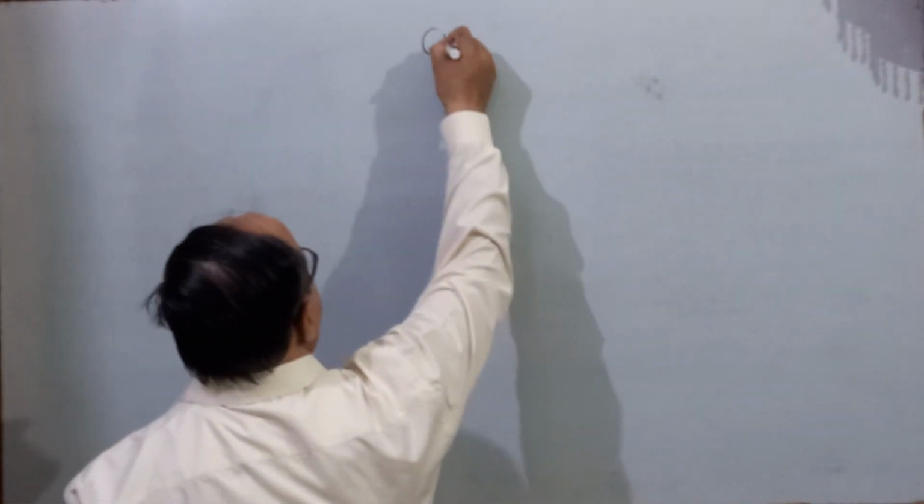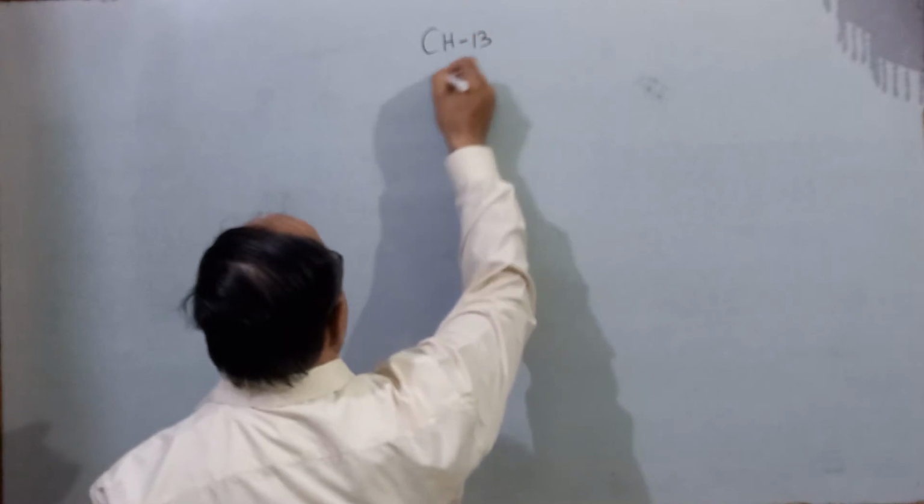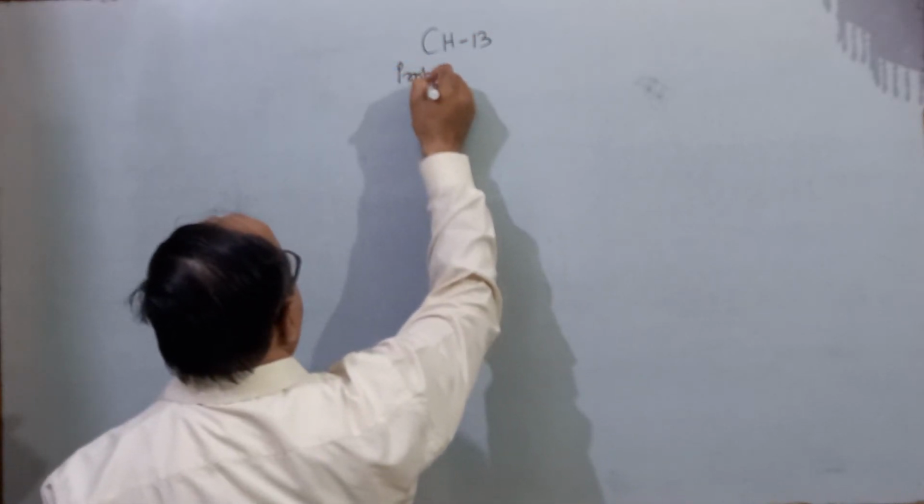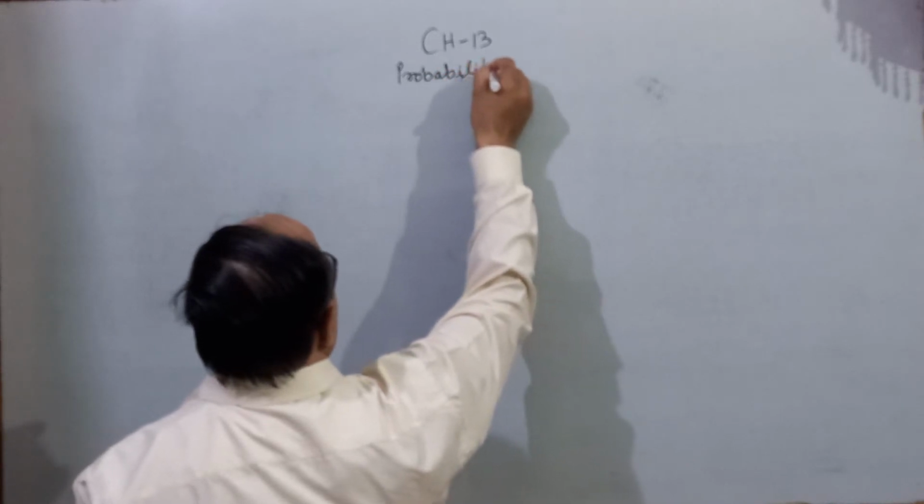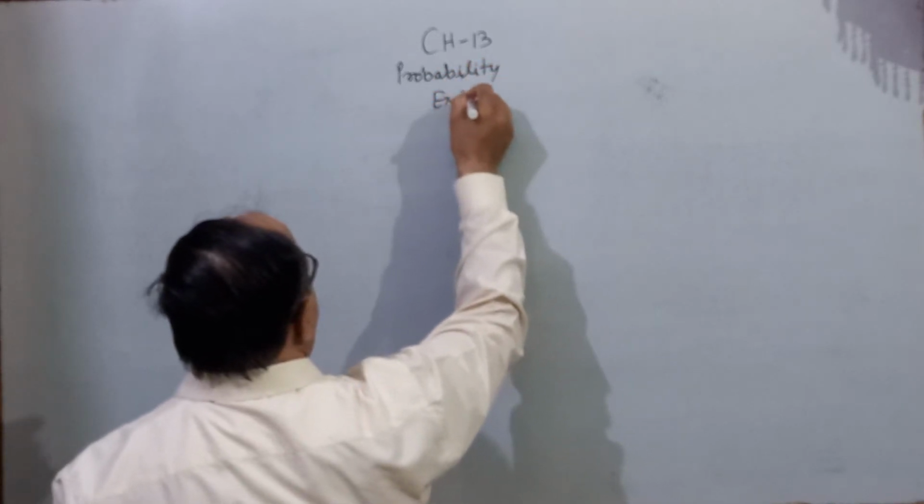Hello students, today we will discuss the next topic of probability, that is multiplication theorem on probability and independent events. Multiplication theorem and independent events, two topics. Chapter 13, probability. Exercise 13.2.